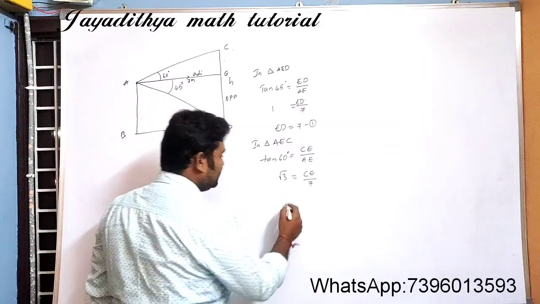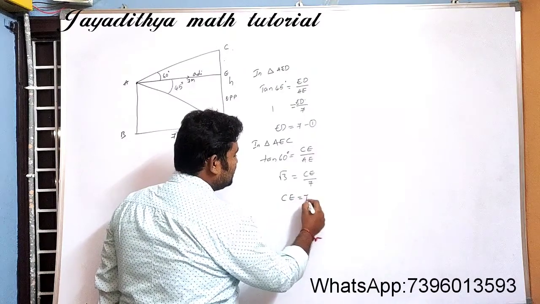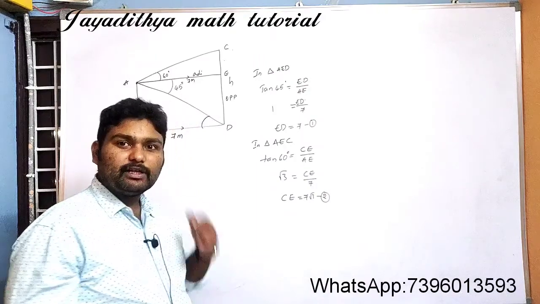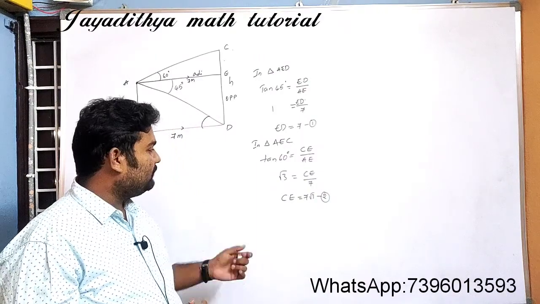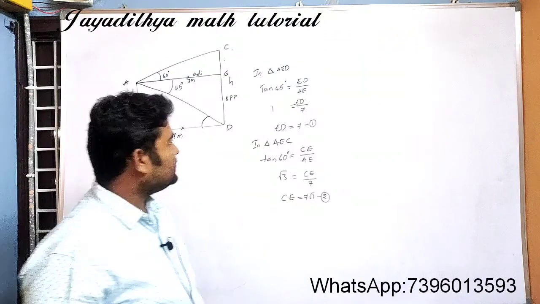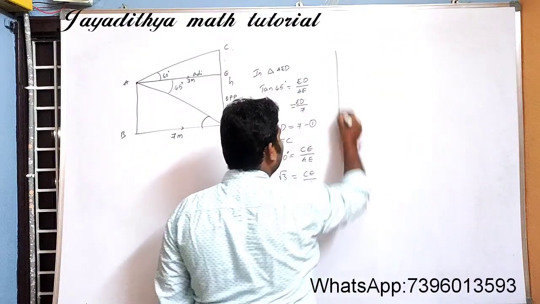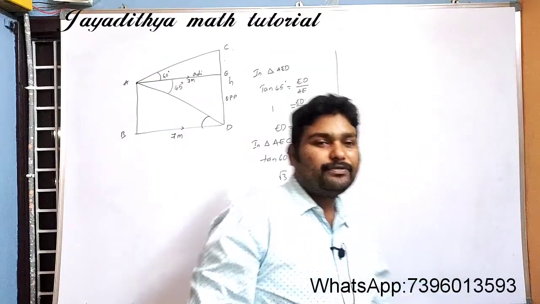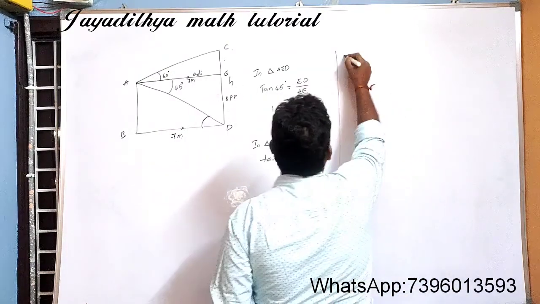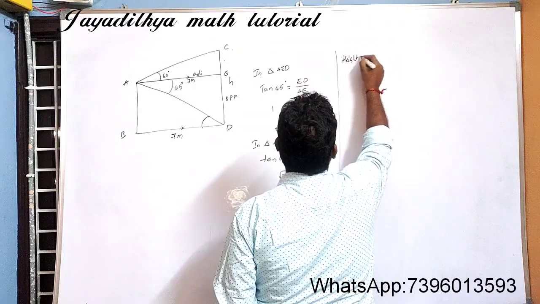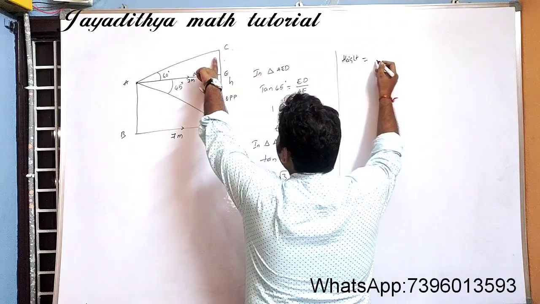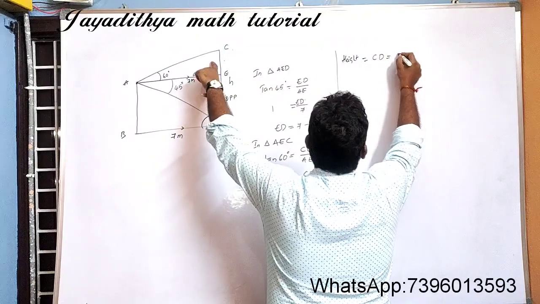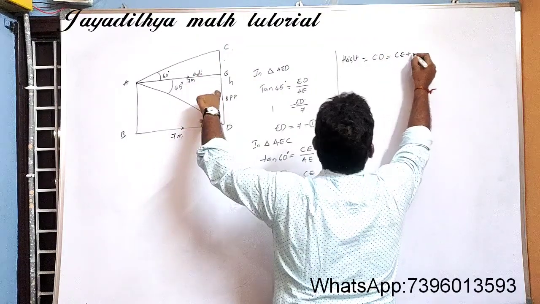What happens now to CE? CE will be 7 root 3. This is equation 2. CE is equals to how much, Nana? 7 root 3, okay, that is equation 2. Actually what we need to find here, Nana, we need to find the height of the tower. So you can write here the height of the tower is equals to this completely. CD is the tower. So CD is equals to how much, Nana? That is nothing but CE plus ED.